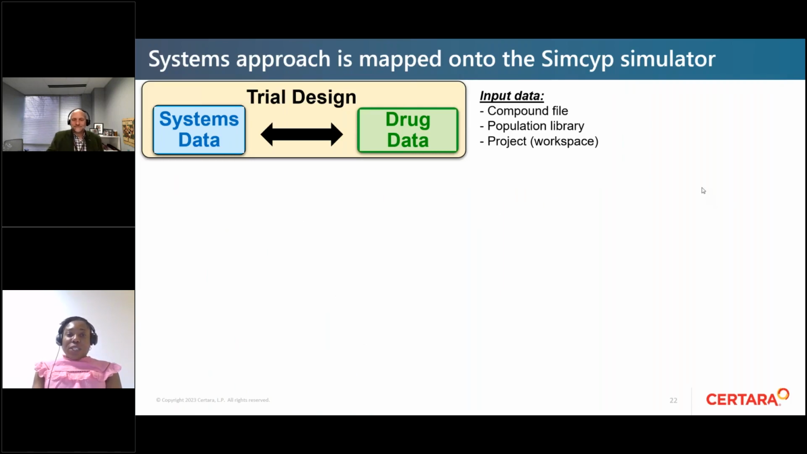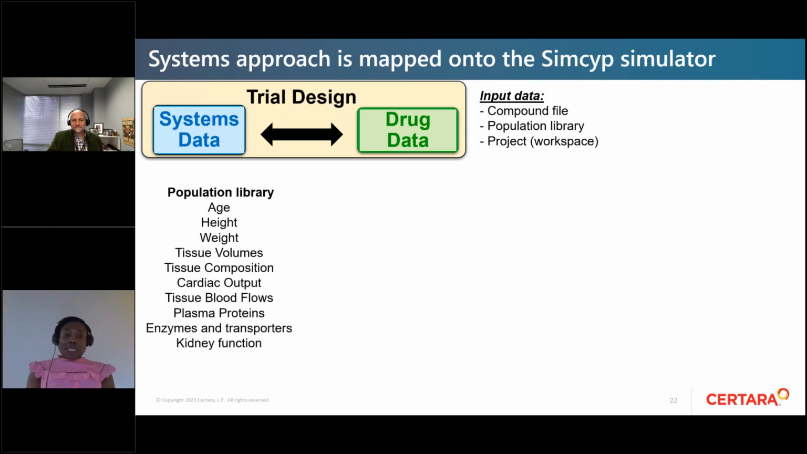Okay, so Jean has already talked about the structure we have in Simcyp by separating systems data from drug data. So for this presentation, I'm just going to focus on the systems data. So for the systems data, what we really look at is the population library. And in the population library, what we're considering is implementing physiological parameters that will properly describe the population of interest. So the overall aim is to develop a virtual population that is best representative of the population you're interested in.